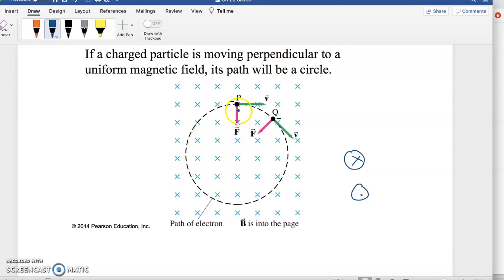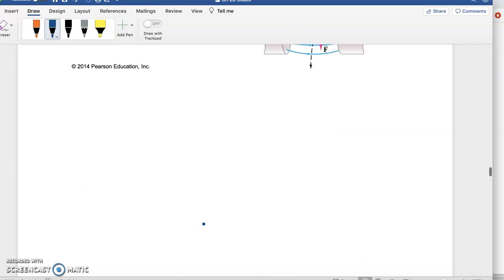What if the same problem, but instead of electron, we have a proton? What will be the situation? V is the same, and B is the same, it's into the page, so the force will be just simply up. So you have to pay attention to the charge. Is it positive or is it negative? All right, good. Let's go up.